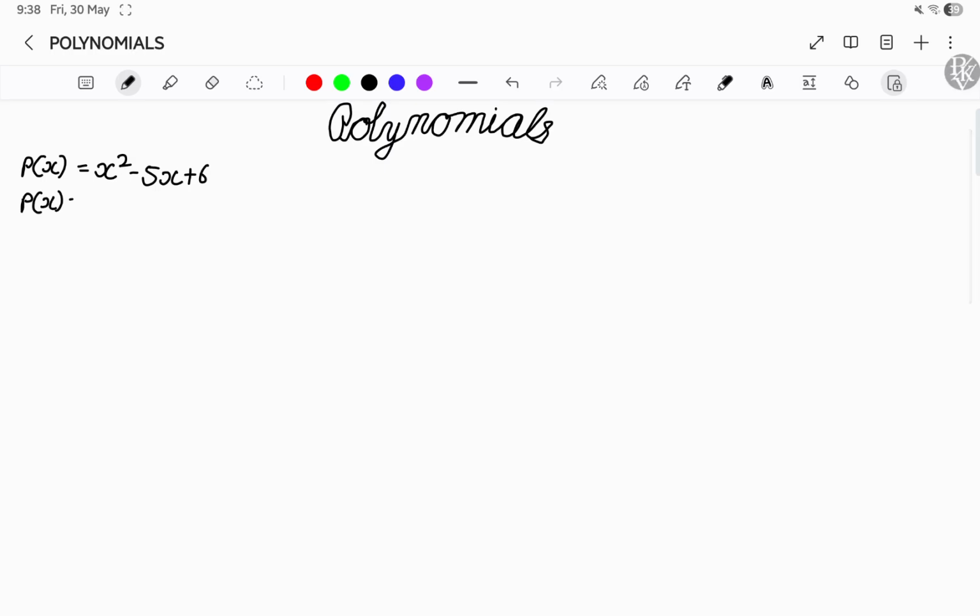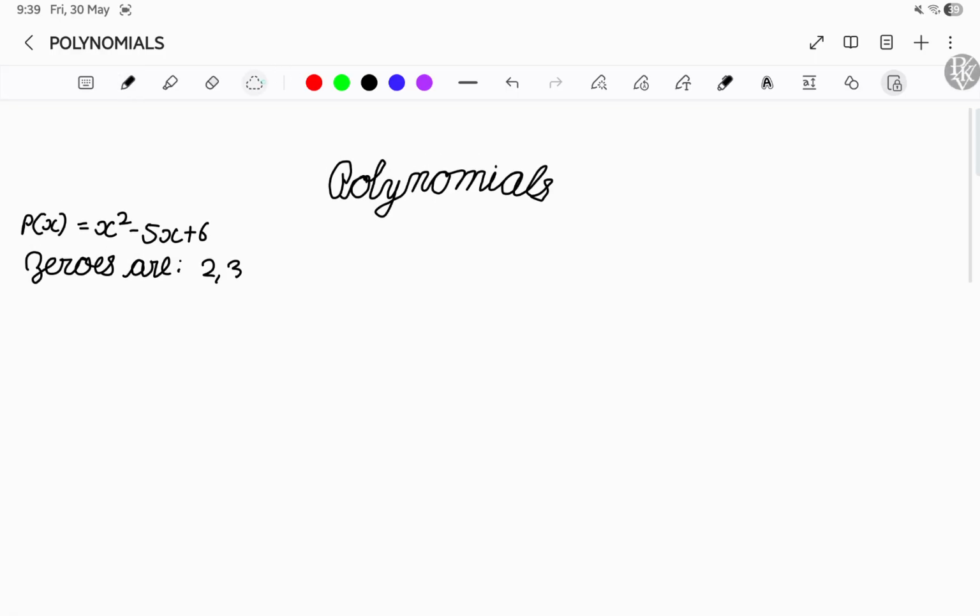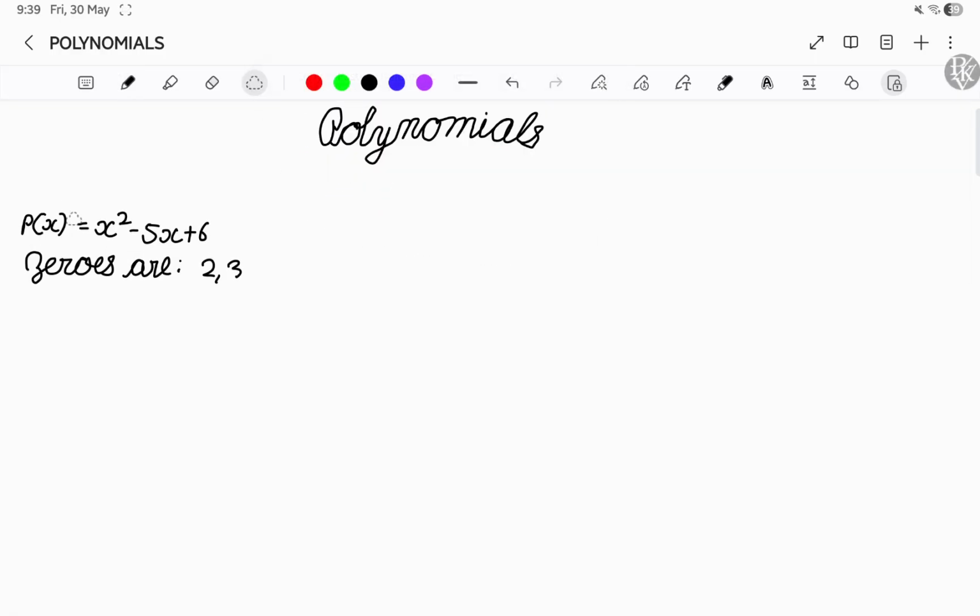So p of x equals what? The zeros are 2 and 3. If you substitute 2 and 3 into this, you will get 0. More information about this can be found on the video of quadratic equations that is on this channel itself, so you can check that. You can see how exactly I solved this. Now, we now understood what 0 of a polynomial is.